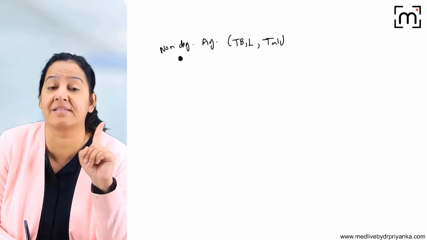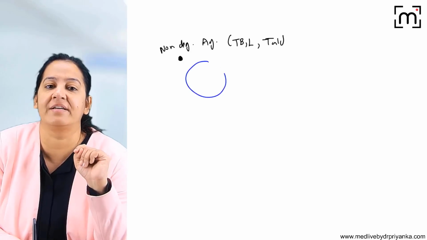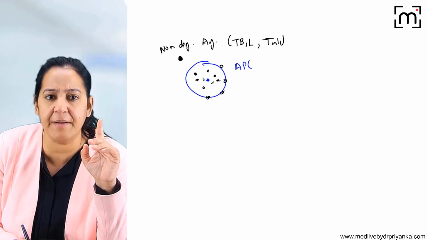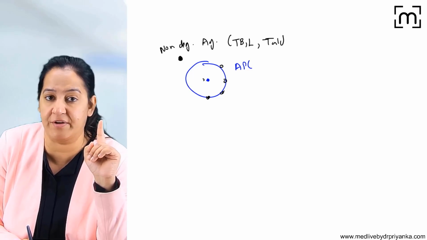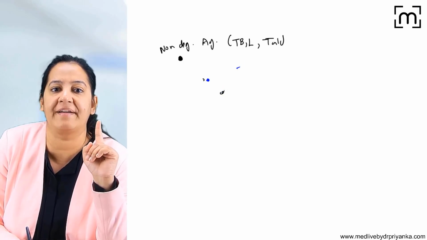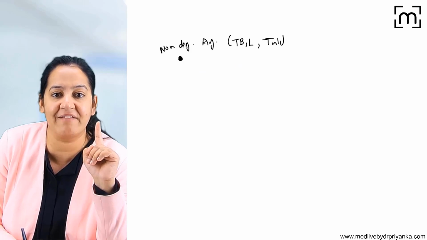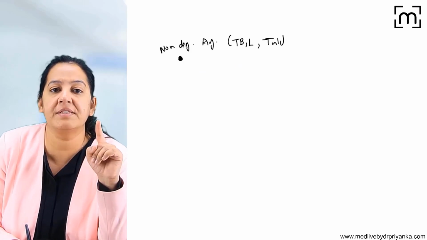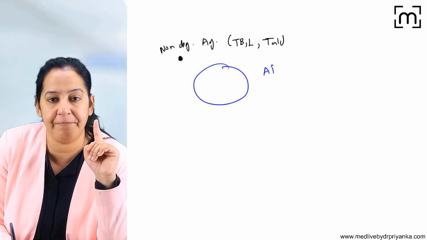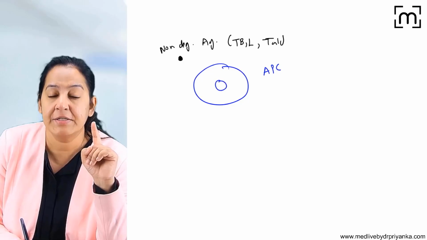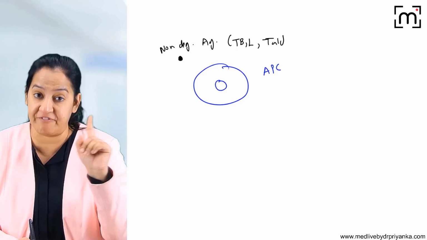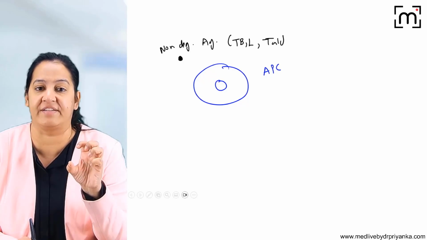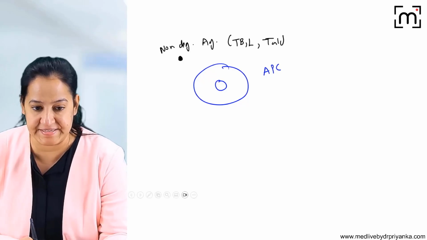As soon as it enters, the first cell which comes in contact is the antigen presenting cell. It is unable to degrade it. This is a non-degradable antigen. If it was a degradable antigen, it would be able to degrade it. But since it is a non-degradable antigen, the antigen presenting cell will not be able to degrade it. So as soon as a non-degradable antigen enters the human body, the first cell which comes in contact with it is the antigen presenting cell.